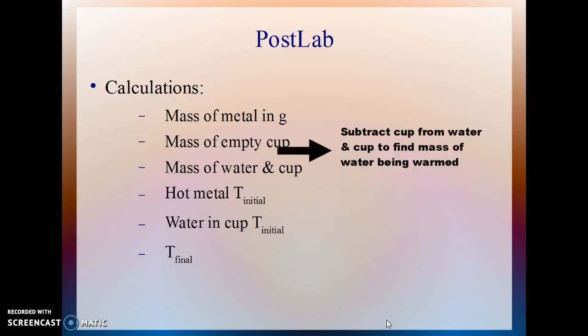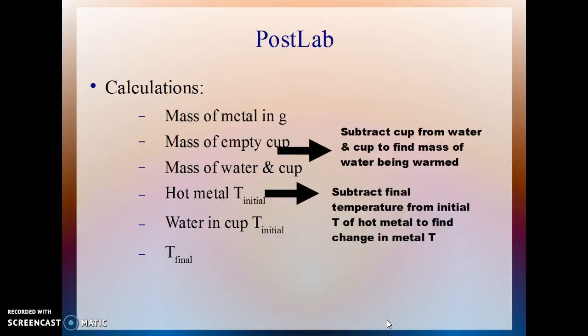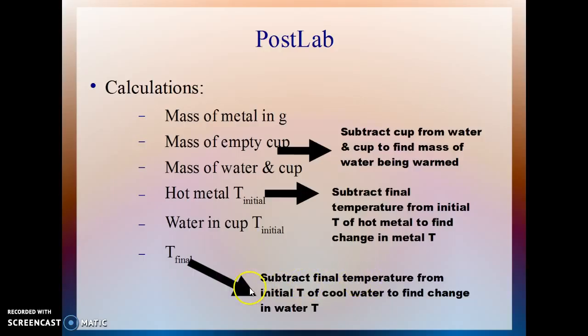If you subtract the mass of the cup from the mass of the water and the cup, you'll find the mass of the water being warmed. You will need that to calculate the specific heat capacity. If you subtract the final temperature, which is down here at the bottom, from the initial temperature of the hot metal, you'll find the change in the temperature of the metal. And if you subtract the initial temperature of the cool water from this final temperature, you will find the change in the water temperature. Actually, it'll be a positive number because the temperature there is going up.